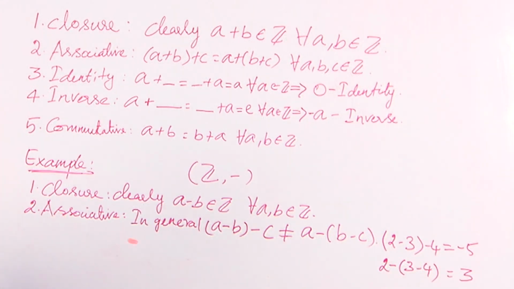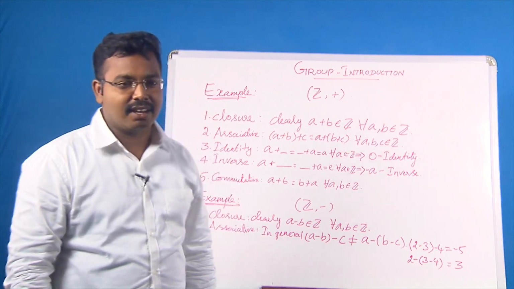Next, associativity. In general, the operation minus does not satisfy the associative property in Z. For example, (a - b) - c is not equal to a - (b - c). Let us consider an example: (2 - 3) - 4. You can check this: 2 - 3 is -1, and -1 - 4 is -5, whereas 2 - (3 - 4): first we operate 3 - 4, which is -1, and 2 - (-1) is 3. Therefore, clearly -5 is not equal to 3. Therefore, in general the associative property does not hold for the operation minus in the set of all integers. Therefore, (Z, -) is not a group.